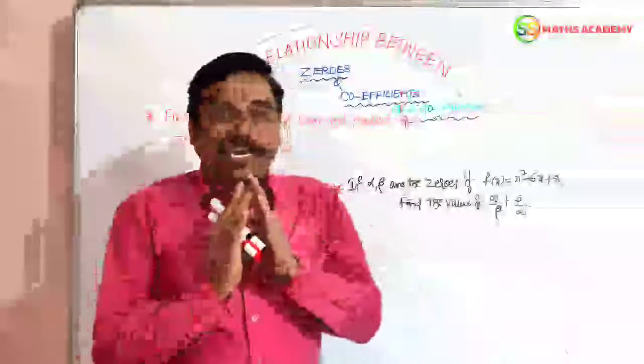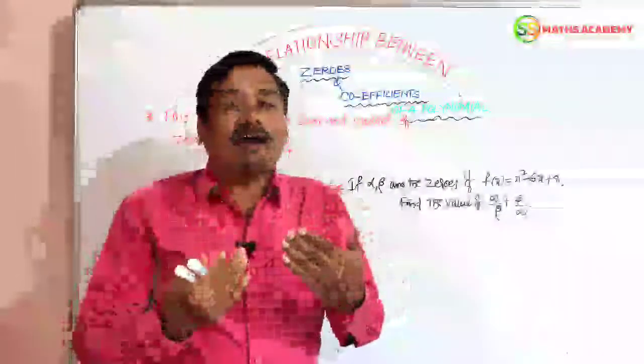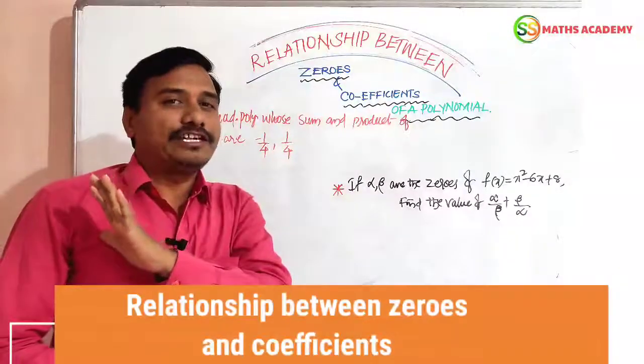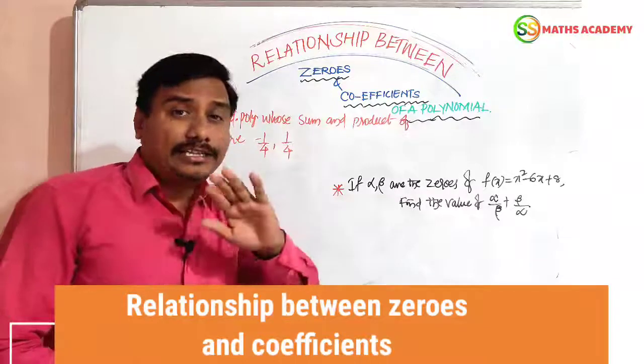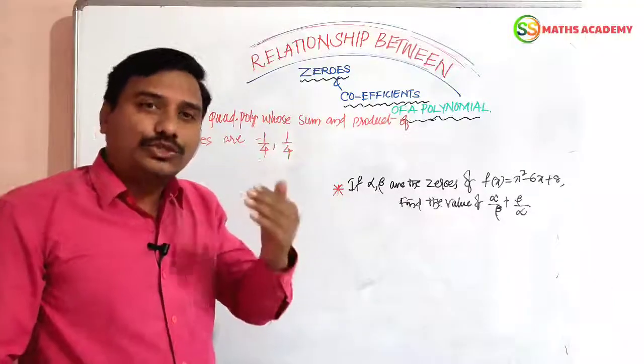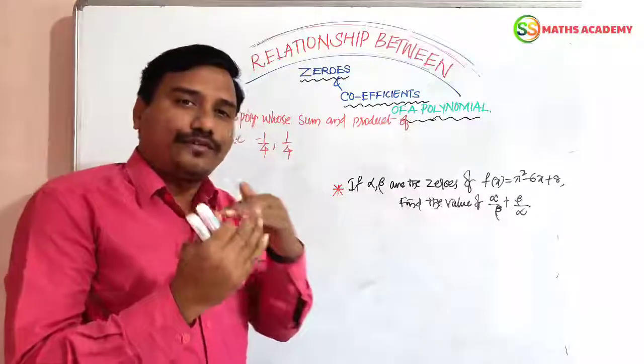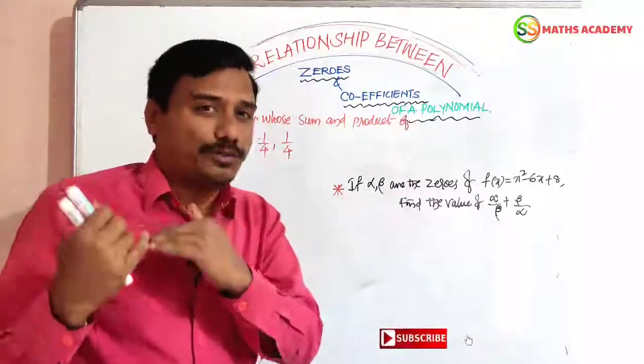Today we are going to extend our knowledge of polynomials and the relationship between the zeros and coefficients. In this way, I am going to teach you some more good questions today. Then we will get perfect marks in 1-mark, 2-mark and Part B questions.